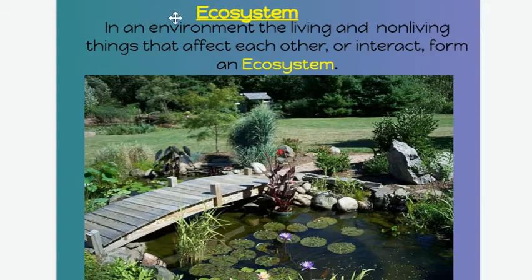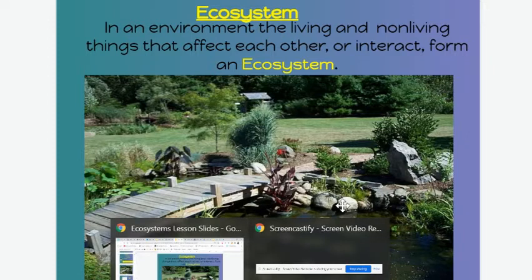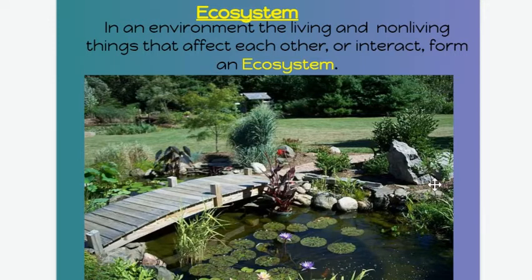Let's talk about the word ecosystem. In an environment, the living and non-living things that affect each other or interact form an ecosystem. What's something that's not alive here? The rocks aren't alive, right? Dirt's not alive. But what's something that is alive? The lily pads, the grass, the trees. Those things are alive. So those things work together or interact to form an ecosystem.